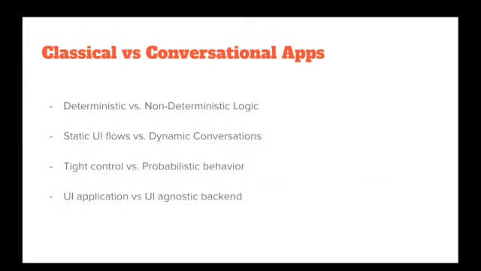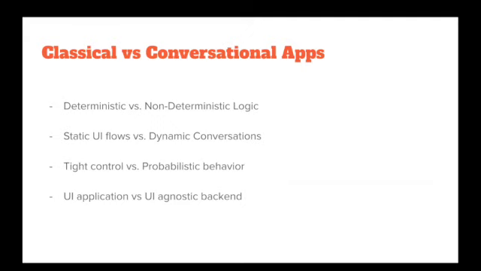So some differences with classical: it's deterministic. You know exactly what's going to happen for a given input, what the output is going to be. Conversational is non-deterministic. Change the model, change a word in the prompt, or even same model, same prompt can have different results. So static UI flows versus dynamic conversation. When you're building a UI, you know exactly what the touch points of the user are and what the flows that they do are.